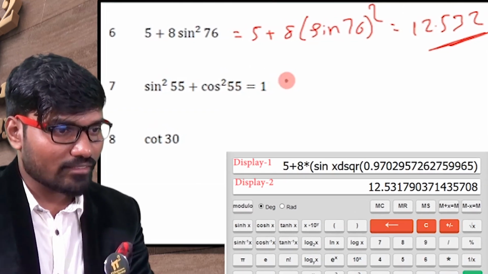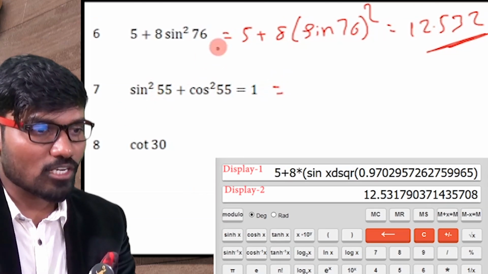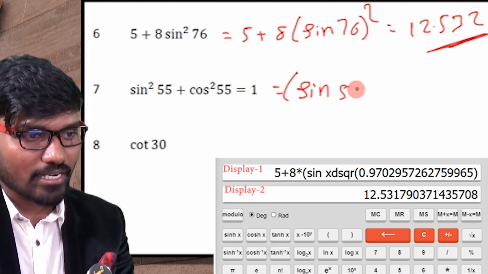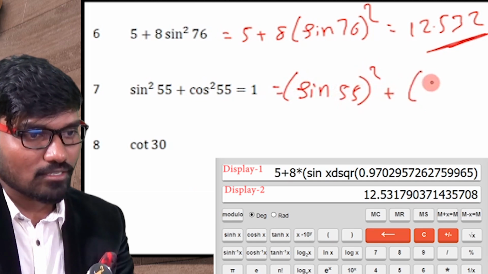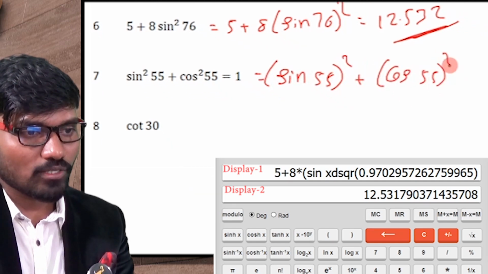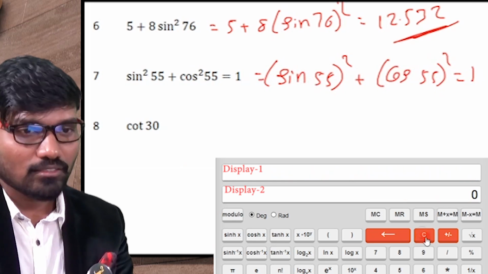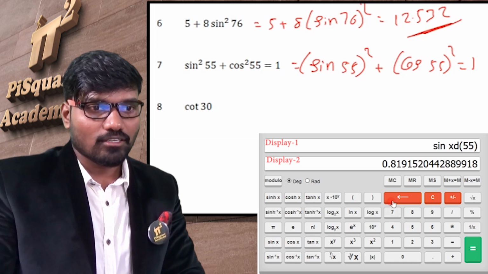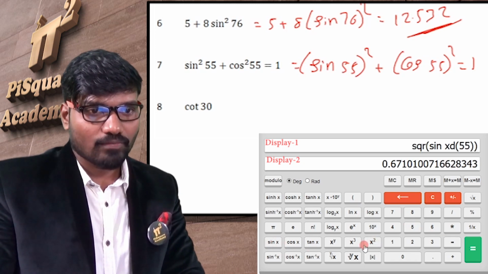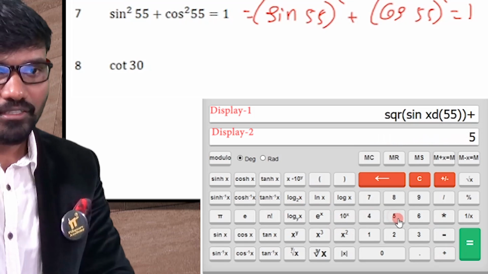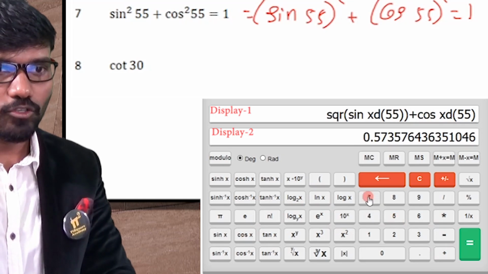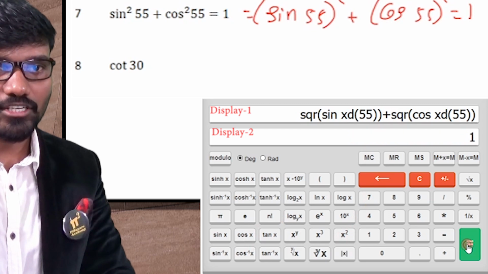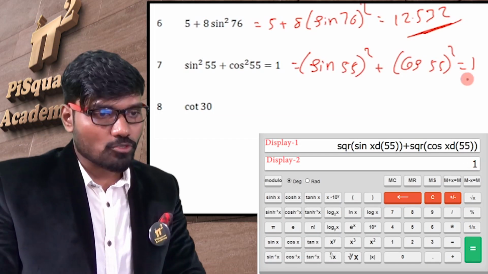Okay, let's try this now. Sine square 55 plus cos square 55. We know the value is equal to 1. So if you want to check it, sine 55 square plus cos 55 whole square is equal to 1. Let's try here. 55, x first, then sine. Go for square. Here is square plus 55, then cos. Go for square. This is the initial result. For the final result, press this at least twice. That's 1. That's what you're supposed to get.